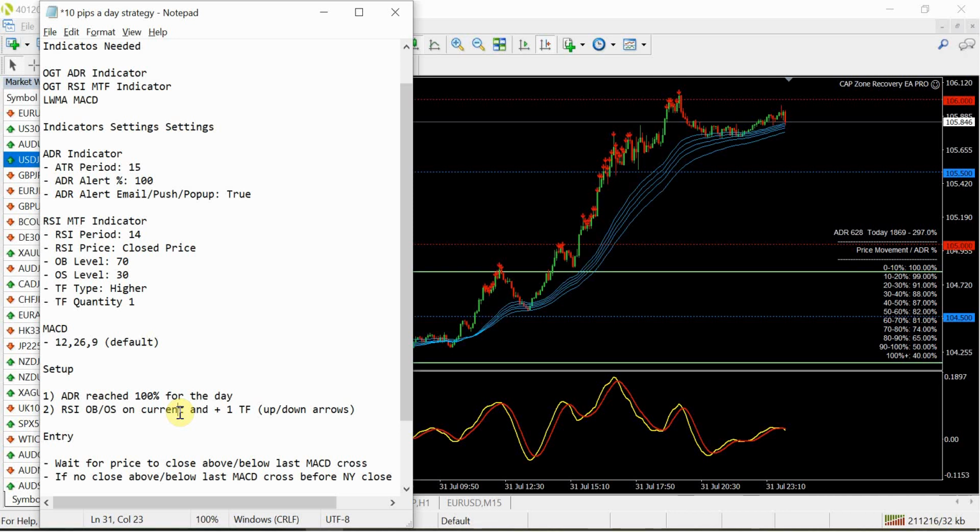But the main key thing is that the ADR needs to be hit, and if there is no RSI overbought or oversold, then you do not trade. You just ignore the setup completely.